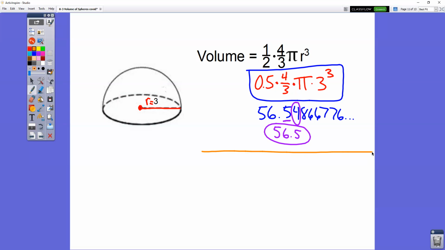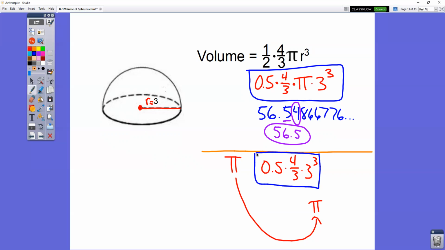When you go to do an answer that is leaving it in terms of pi, you're going to type in everything except for the pi symbol. So leaving it in terms of pi, you're going to have 0.5 times 4/3 times 3 to the third power. All that you're going to do with your pi symbol is just stick it at the end of our answer. So you're only typing these 3 things into the calculator, 0.5 times 4/3 times 3 to the third, and you get 18. So this answer is 18 pi when you leave your answer in terms of pi.